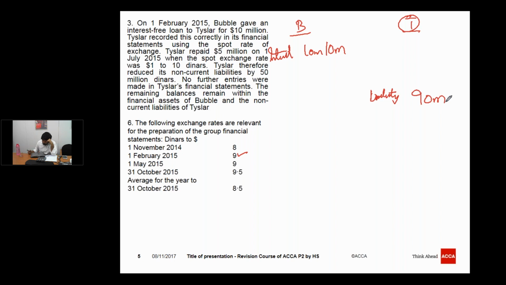Okay. So Tesla repaid 5 million. So half of the loan is being repaid, and the remaining half is still unpaid. That is 5 million. Okay. So in the balance sheet of the Bubble company, this transaction will be considered as a foreign currency monetary transaction.